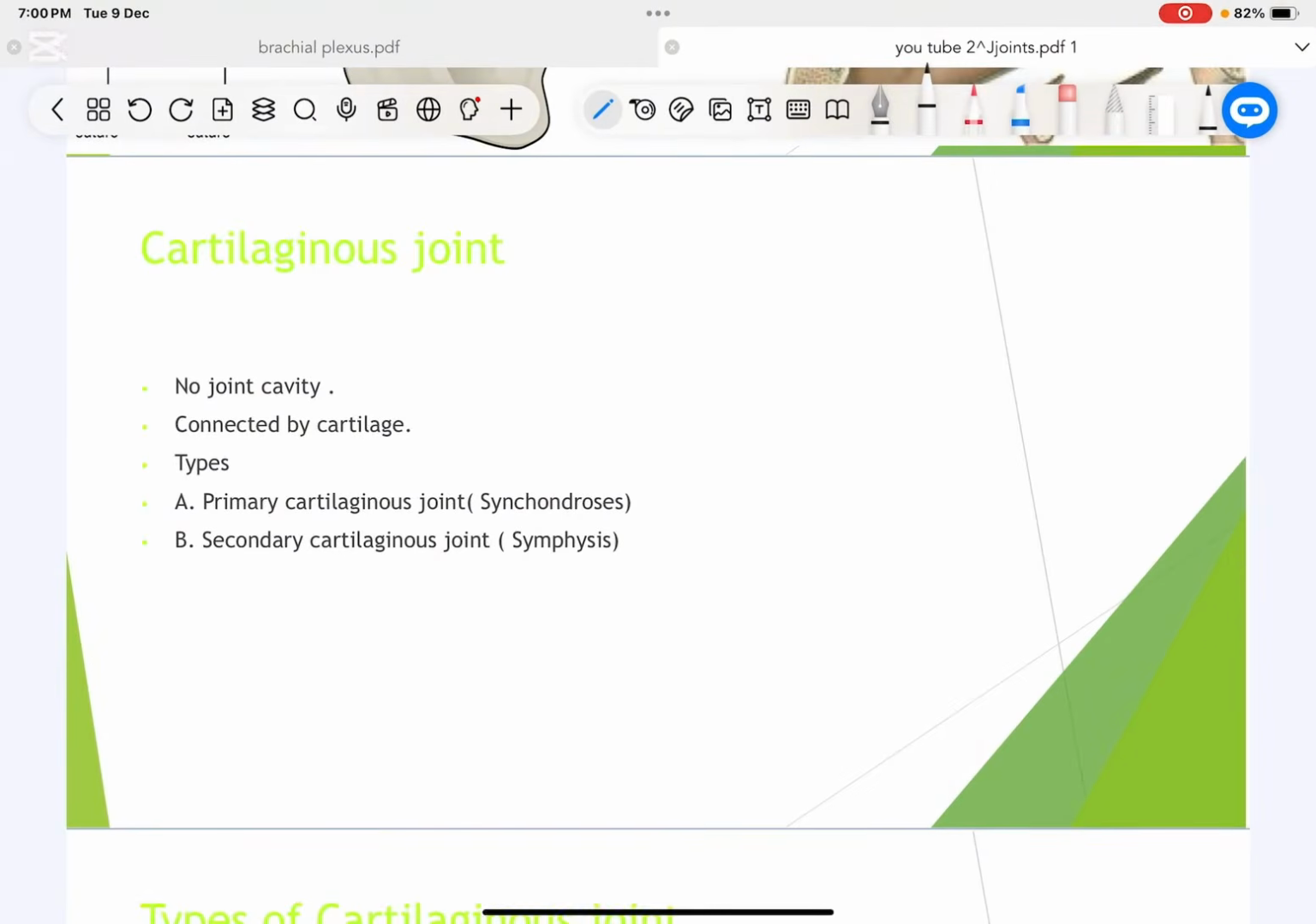After the description of fibrous joints, now we will be discussing the cartilaginous joint. Cartilaginous joint is also solid like fibrous joint, there is no joint cavity, and both skeletal components are connected with the help of cartilage. There are two types of cartilaginous joint, primary or we can say synchondrosis, and secondary or we can say symphysis. Related to the primary and secondary cartilaginous joints, there is some information we have to remember.